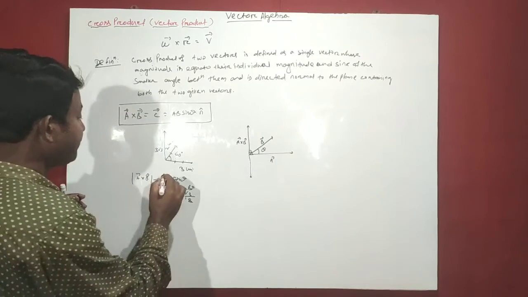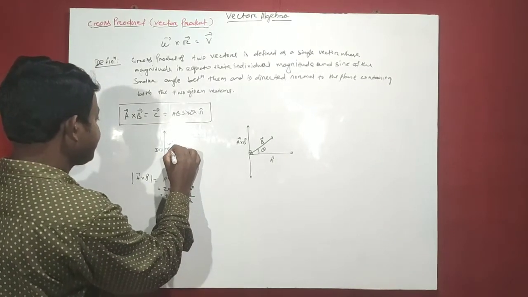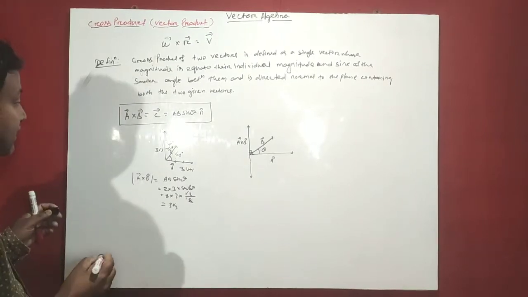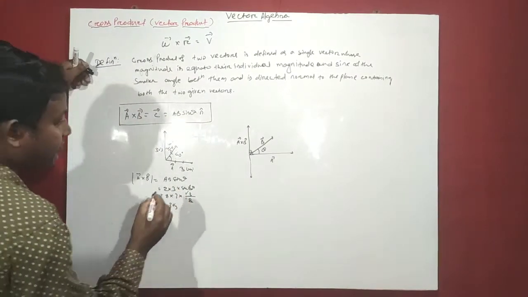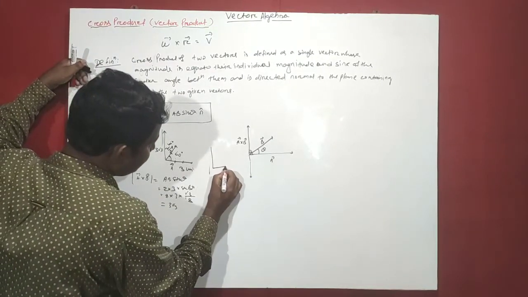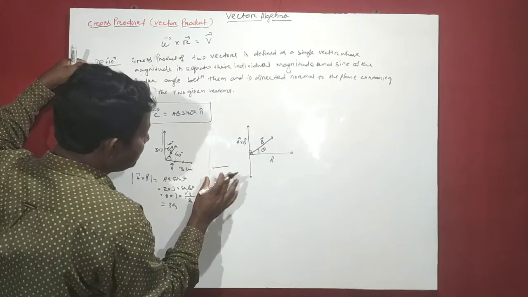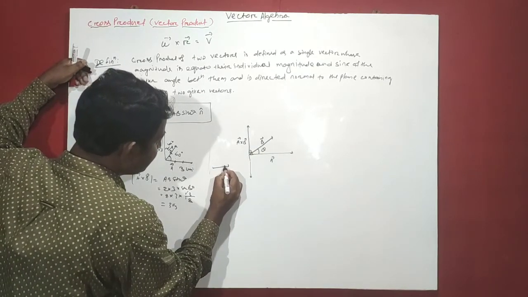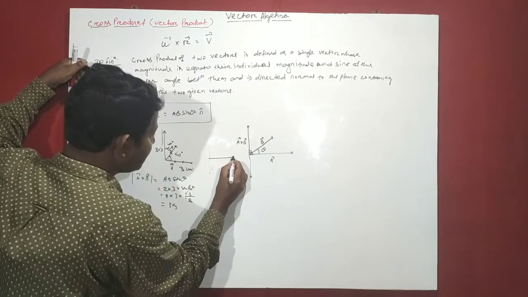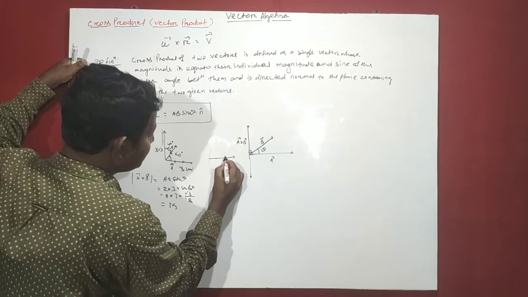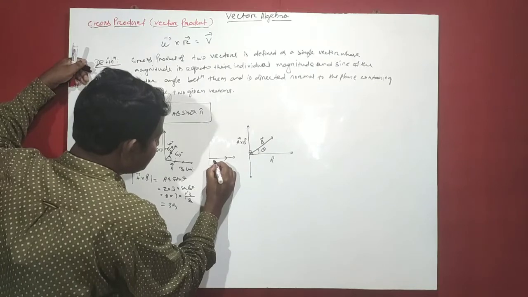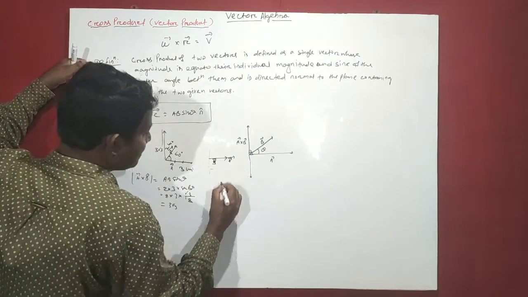Let's take another example. If theta is 0 degrees, what will it be? B and A are both in the same direction. Like this is A of 3 units and B of 2 units, both in the same direction.